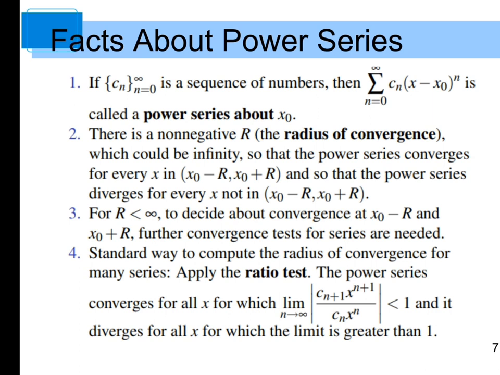The standard way to compute the radius of convergence for many series is to apply the ratio test. The power series converges for all x for which the limit as n goes to infinity of c sub n plus 1 x raised to n plus 1 over c sub n x raised to n is less than 1, and it diverges for all x for which the limit is greater than 1.